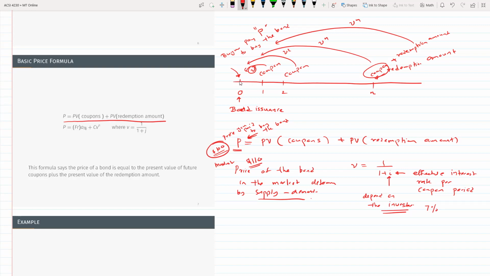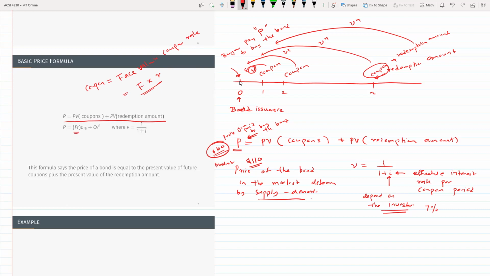Okay. So anyway, the basic price formula says the price of the bond should be the present value of coupons plus the present value of the redemption amount. Now the coupon, how do you calculate the coupon? So you have F. What is F? F is the face value times the coupon rate. Okay. So face value is F and coupon rate is r. So that's why you will see here Fr.